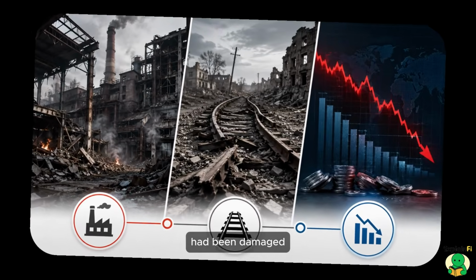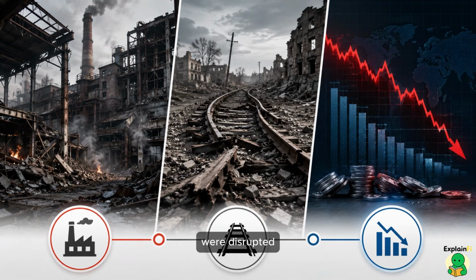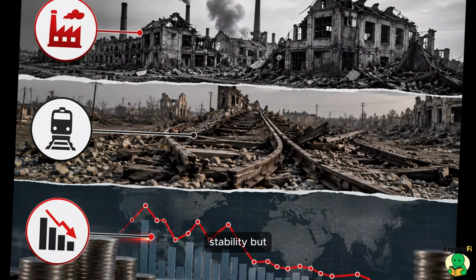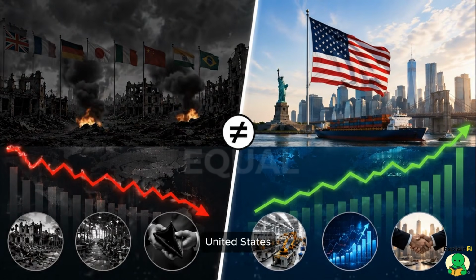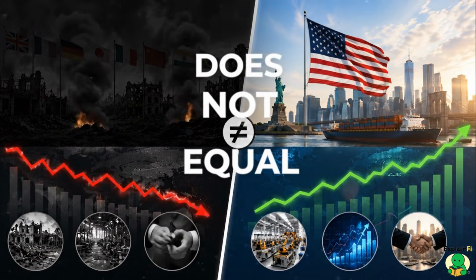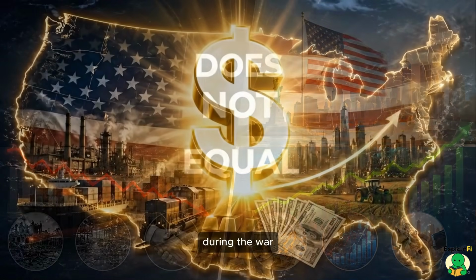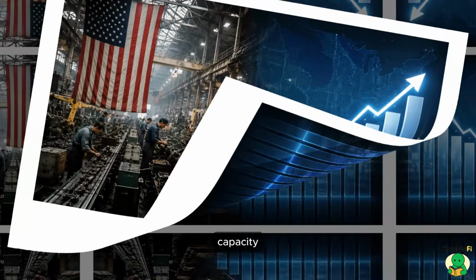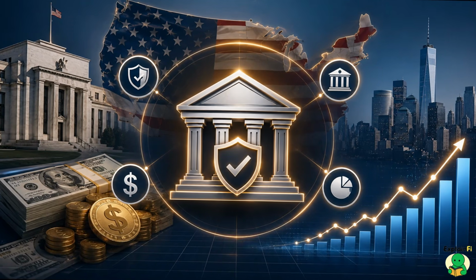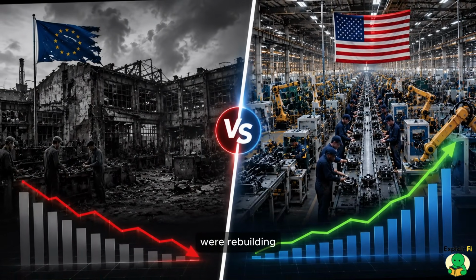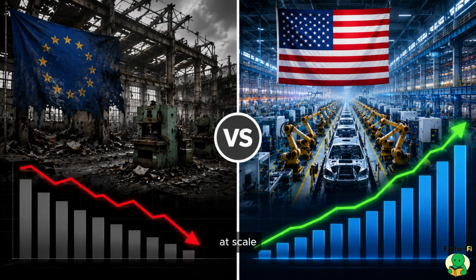Infrastructure had been damaged, industries were disrupted, financial systems needed stability, but not all countries were in the same position. The United States had a different outcome. Its economy expanded during the war. Its production capacity increased, and its financial system remained intact. While many countries were rebuilding, the U.S. was already operating at scale.